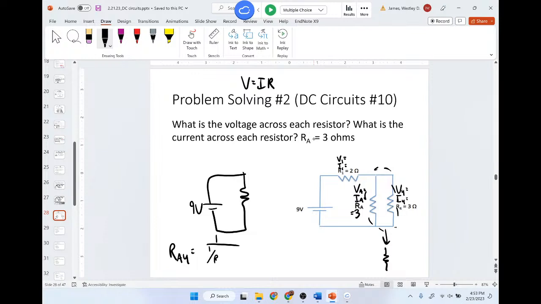1 over RA plus 1 over R4. So 1 over 3 plus 1 over 3 equals 1 over 2 over 3. And honestly, you could just plug that into your calculator, but you all did pick a nice one. Nice little number there, 1.5 ohms. All right, great. So that's our RA4.